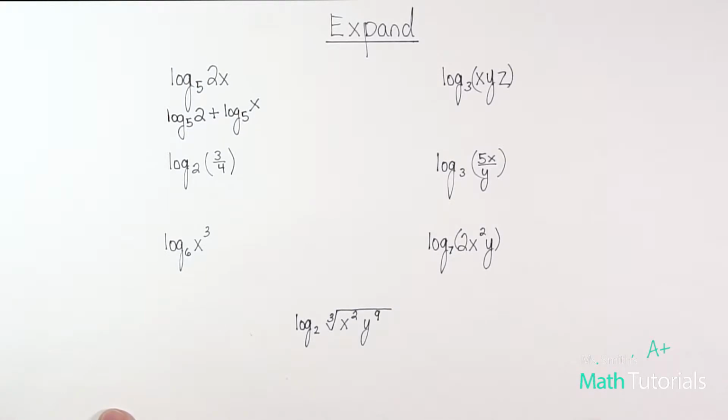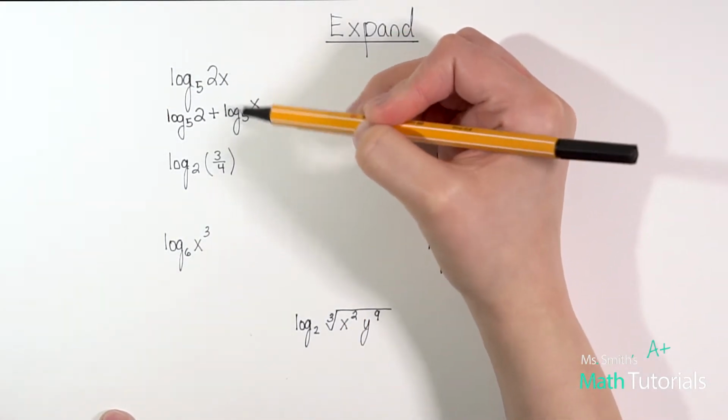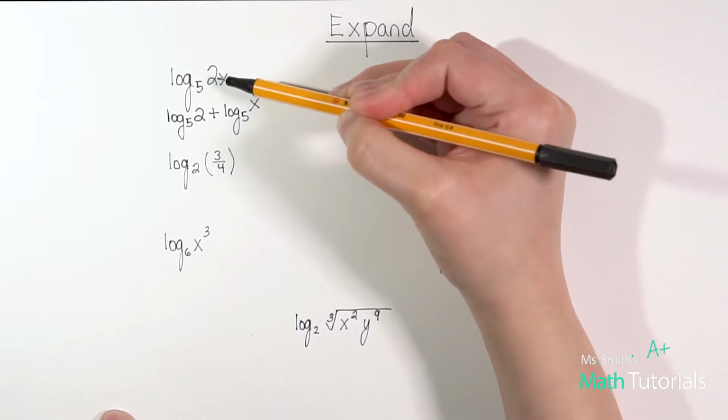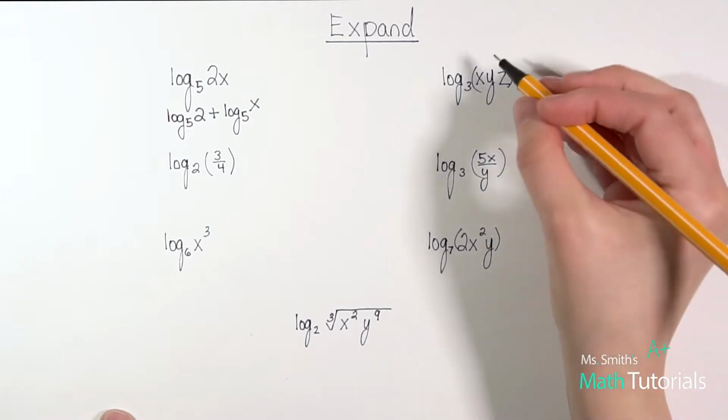The important thing to understand here is that these two are equivalent. They're saying the same thing. We're just rewriting it in 2 different ways. Okay, so that's important to keep in mind. We're not solving anything. We're just rewriting. We're expanding right now. All right, let's try this one.